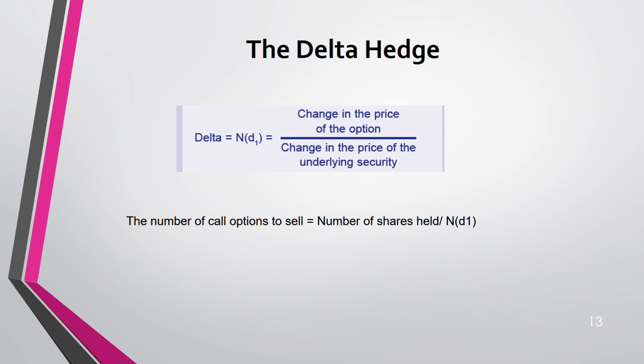Now basically you use this. The question might ask you how many call options to sell. So the number of call options to sell, this is how you do it. The formula is number of shares held divided by N(d1). N(d1) you must have already calculated before. If it's the number of shares to hold, then it will be number of call options sold times N(d1).